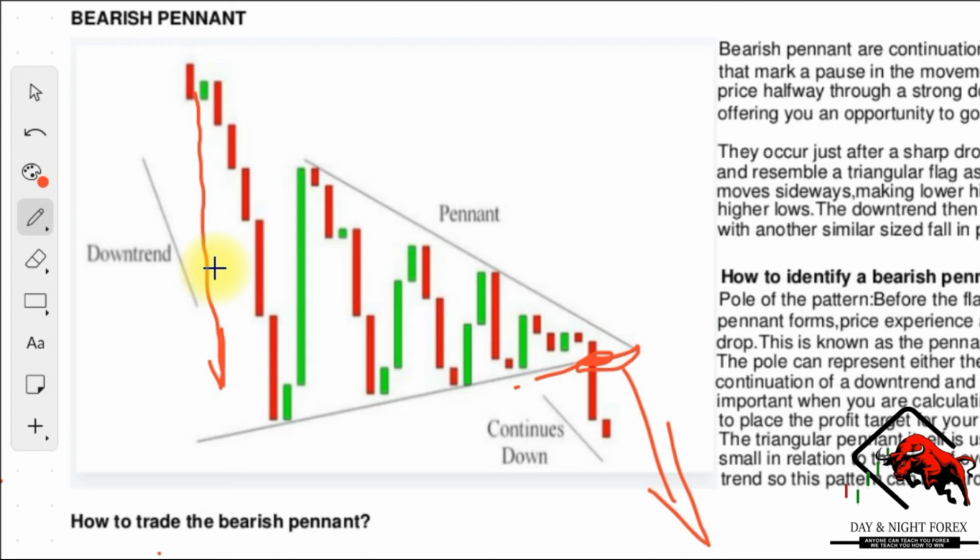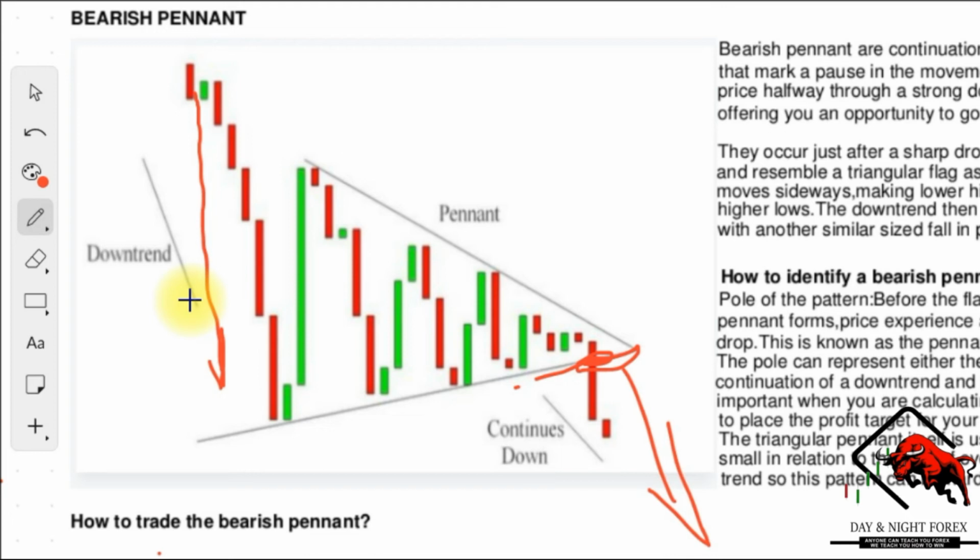So the pull of the pattern, which is this right here, before the flag part of the pennant actually forms, which is this part over there, we have the pull, right? So price experienced a sharp drop. This is the result of a sharp drop in price that has just occurred. So this is what we call the pennant's pull. The pull can represent either the start or continuation of a downtrend. And this size is important when calculating where to place the profit target for your sell trade.